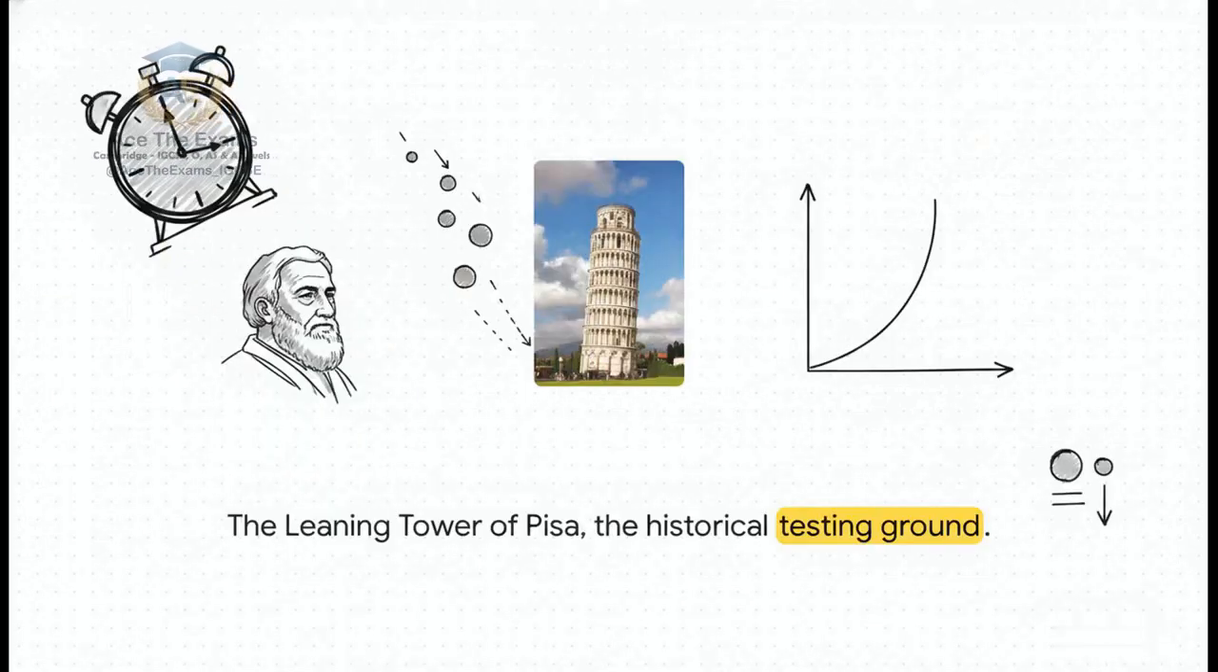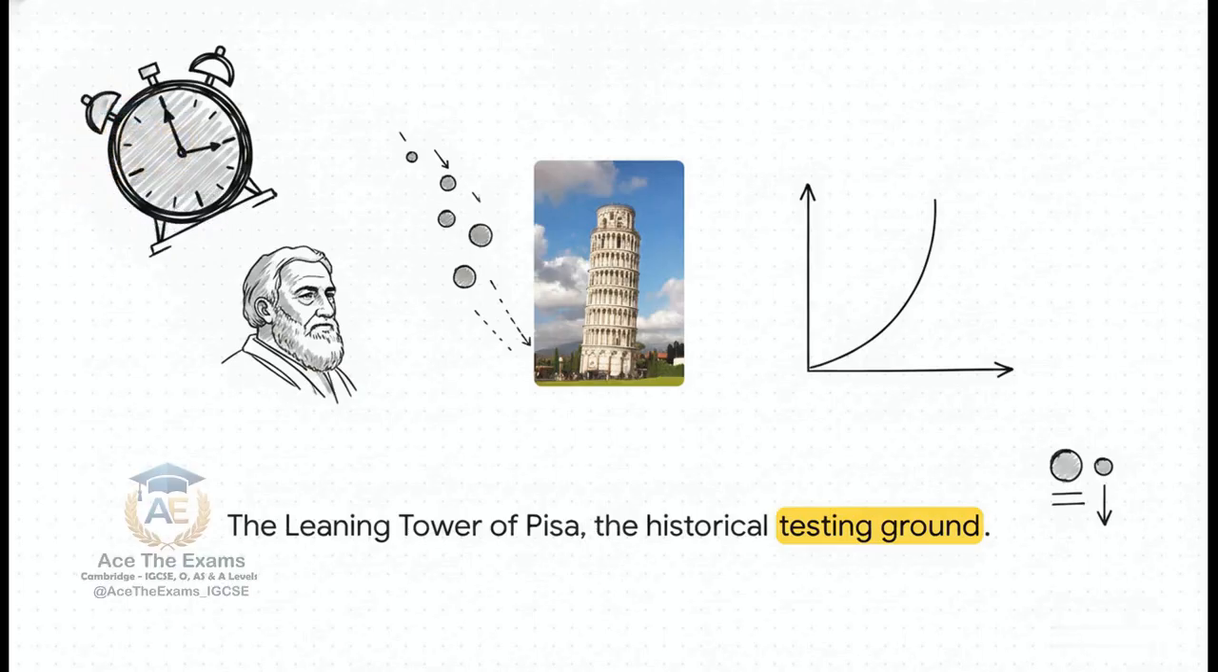And this concept brilliantly connects our modern A-level maths all the way back to Galileo in the 16th century. He was the one who mathematically showed that for an object falling from rest, the displacement is perfectly proportional to the square of the time. Now, legend has it he tested this by timing objects dropping from various levels of the Leaning Tower of Pisa.